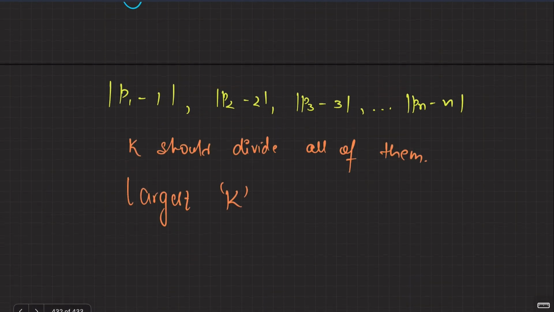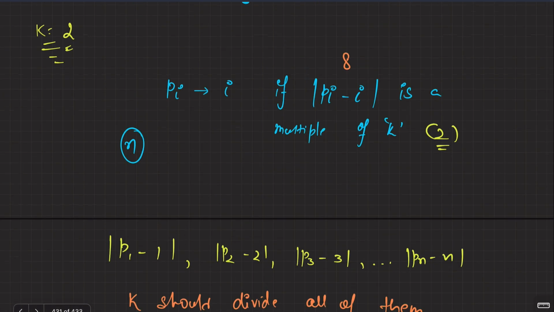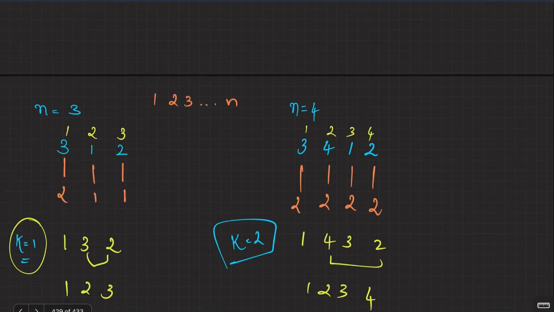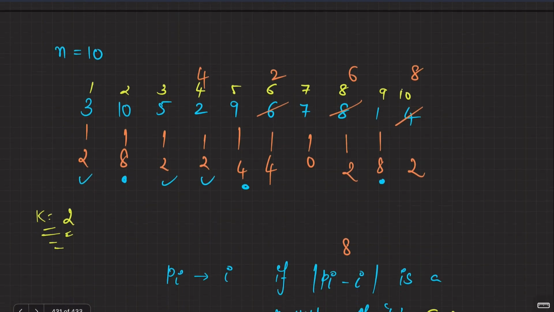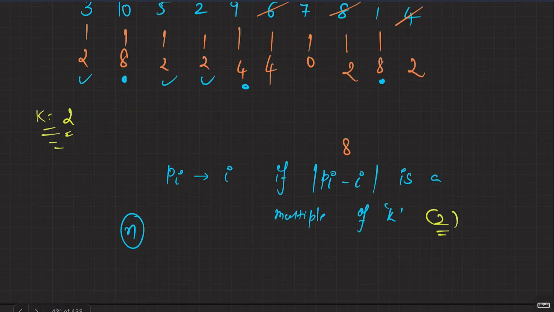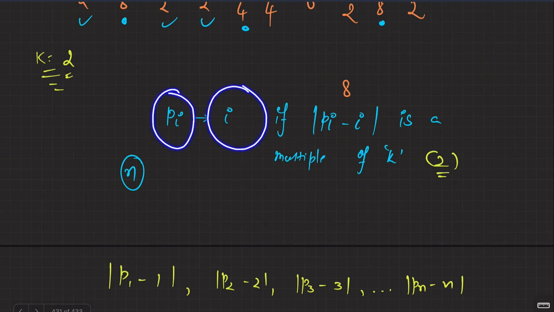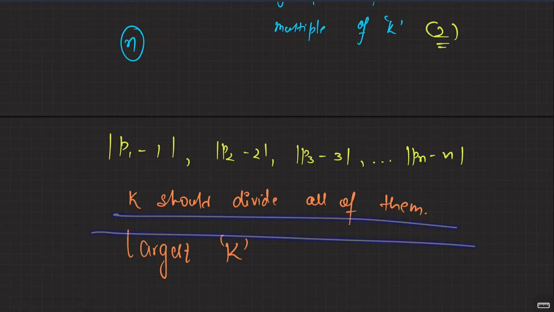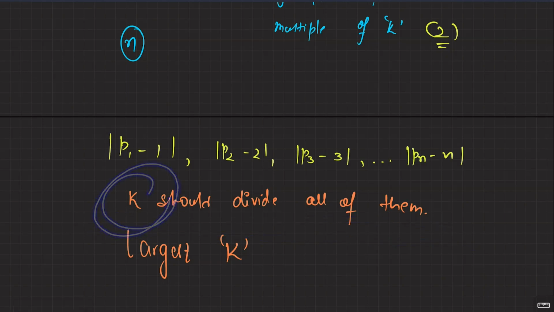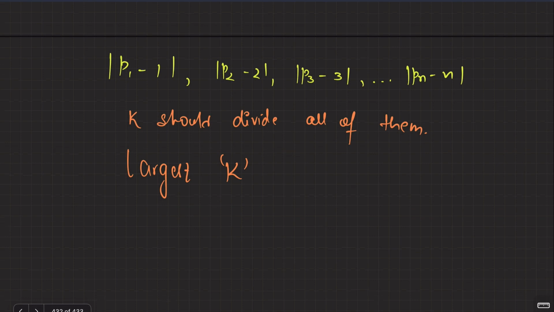See, I don't know if you got it. So what happened here? See, what I did is I found out how far an element is from its correct position. Then after some careful examination, I found out that I can move pi to i, that is it's in its correct position, if pi minus i, the absolute value, is a multiple of k. That is k should divide all of them. But I also want to maximize the value of k. The question now becomes, what is the largest k?